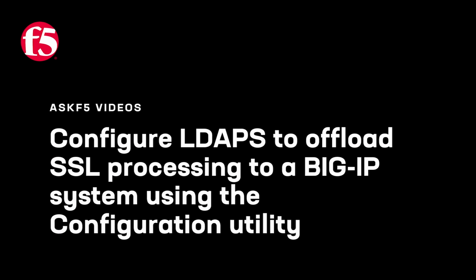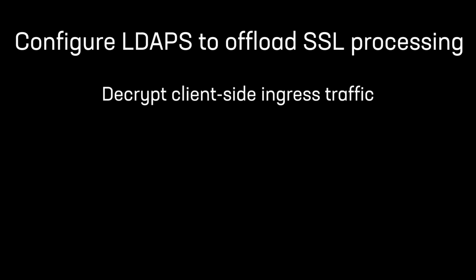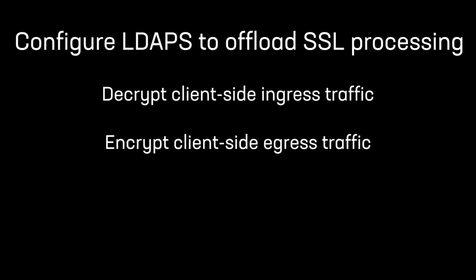Hi, today Ask F5 shows you how to configure Lightweight Directory Access Protocol Secure, or LDAPS, to offload SSL processing to a BIG-IP system. You configure a Client SSL profile when you want the BIG-IP system to terminate client-side SSL traffic so that it can decrypt client-side ingress traffic and encrypt client-side egress traffic.